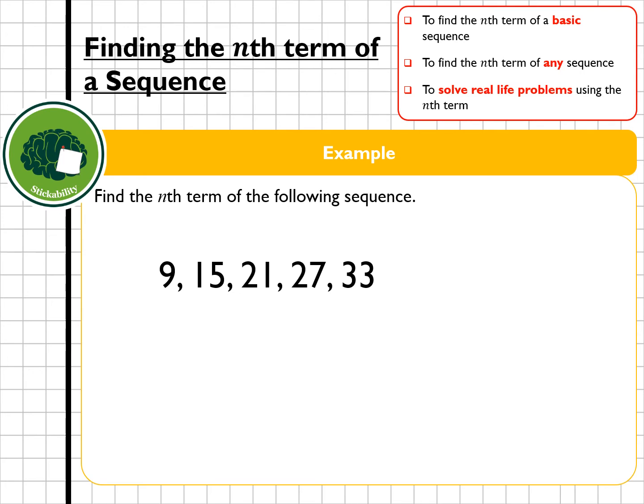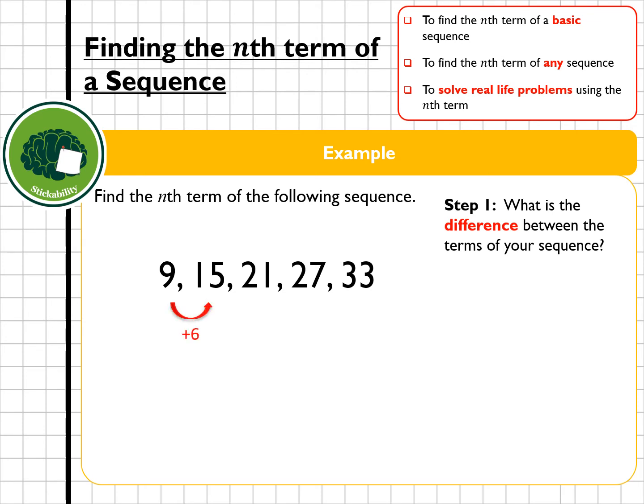Here is an example. We're going to try and work out the nth term of this sequence. Now, every time we do this, unless it's a basic one where we can very quickly see the answers, like the ones in the starter, we're going to do the exact same thing. The first step we're going to do is work out what the difference between the terms of our sequence is. In this one, if you look, I'm going up in 6 every time.